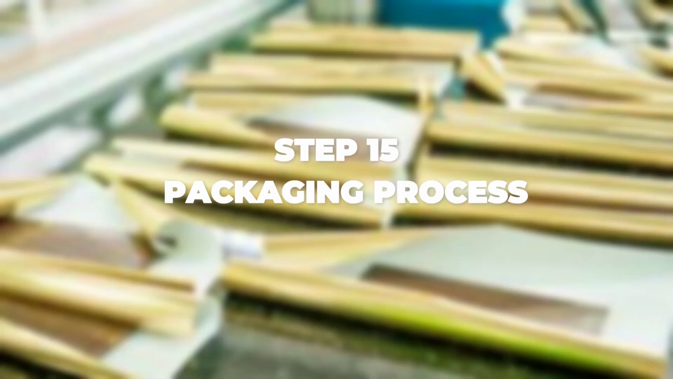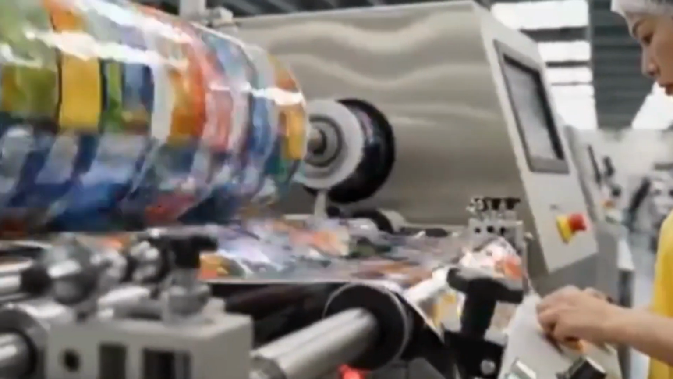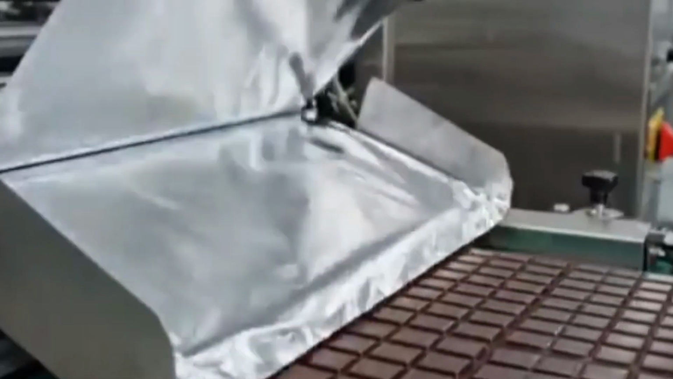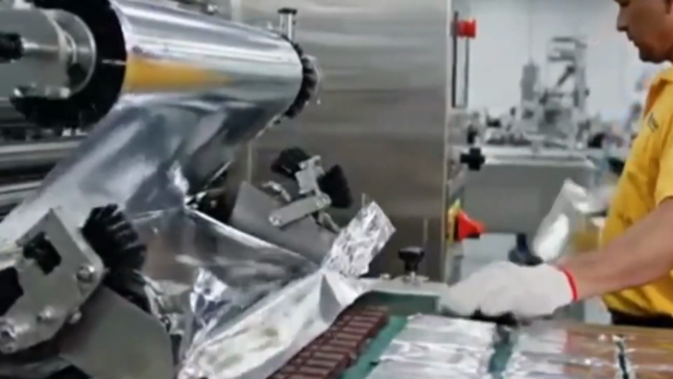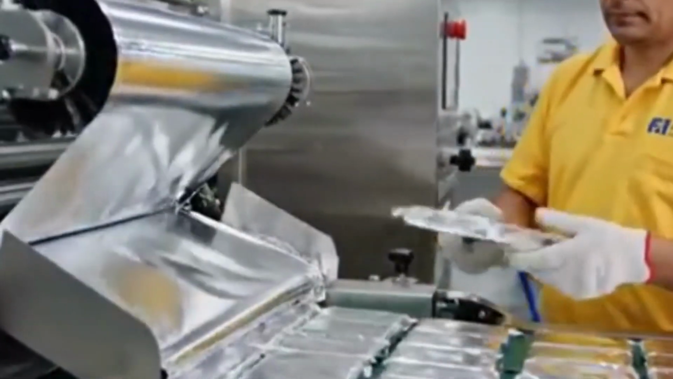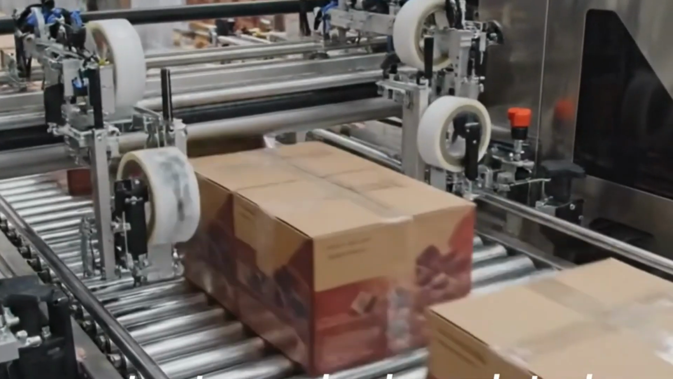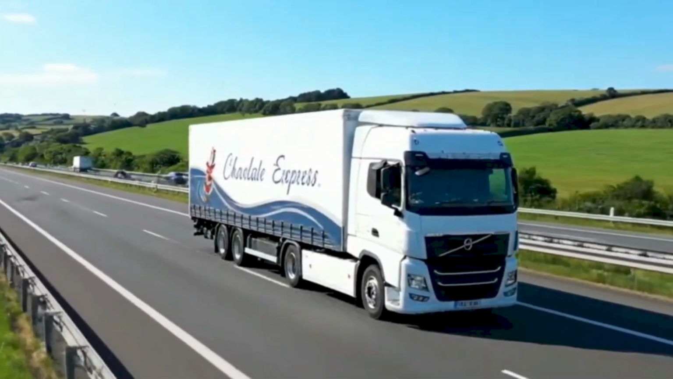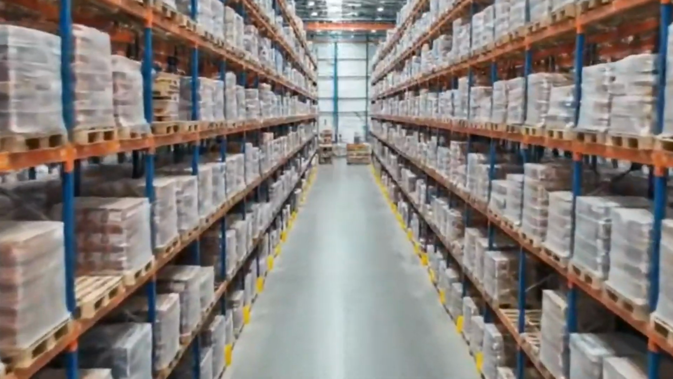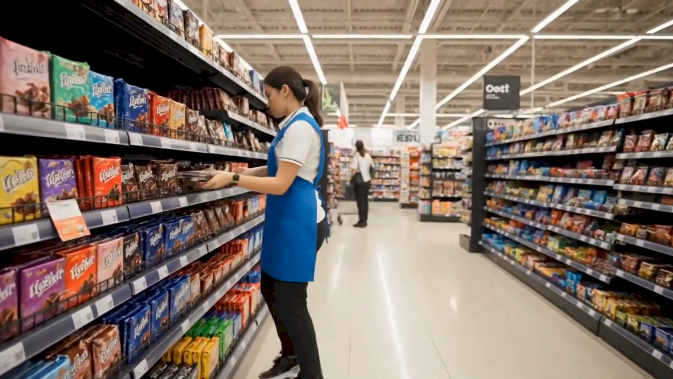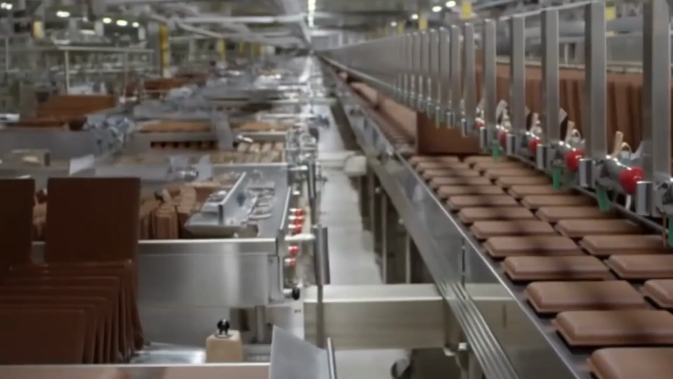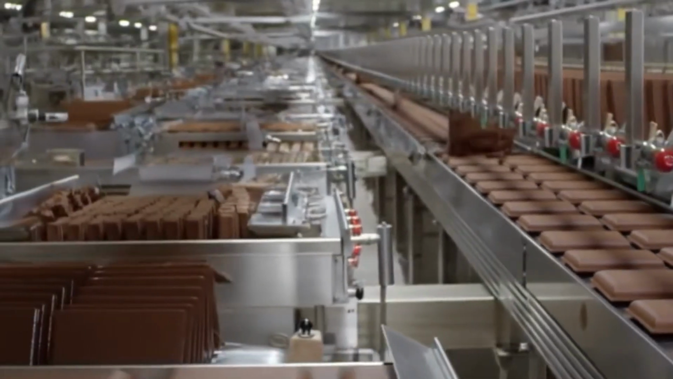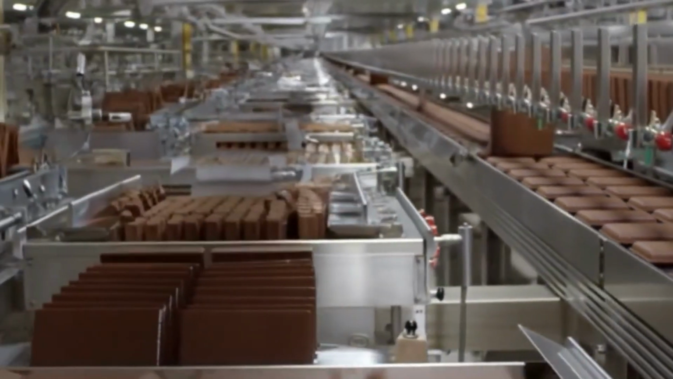Step 15. Packaging process. The final step in chocolate production is packaging. Automatic packaging machines wrap the chocolate bars in foil and protective wrappers. Then the chocolates are packed into boxes and cartons. From there, they are transported to stores, supermarkets, and markets around the world. Every day, modern factories produce thousands of chocolate bars to meet global demand.